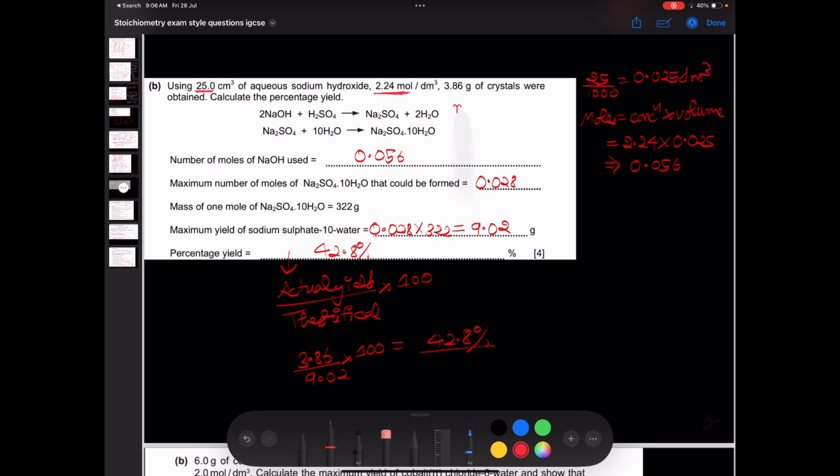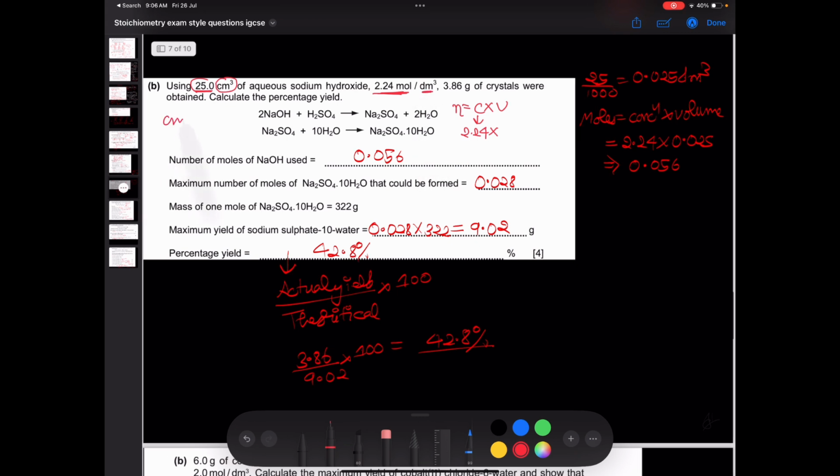So moles is equals to concentration times volume. Concentration is how much? 2.24. Volume is how much? 25. But remember one point, this is in centimeter cube. The concentration is given in decimeter cube. Now in order to convert centimeter cube, divide by 1000 to get decimeter cube. So this will become 0.025. The same that I have done here, you can cross check later. 0.056 are the moles.